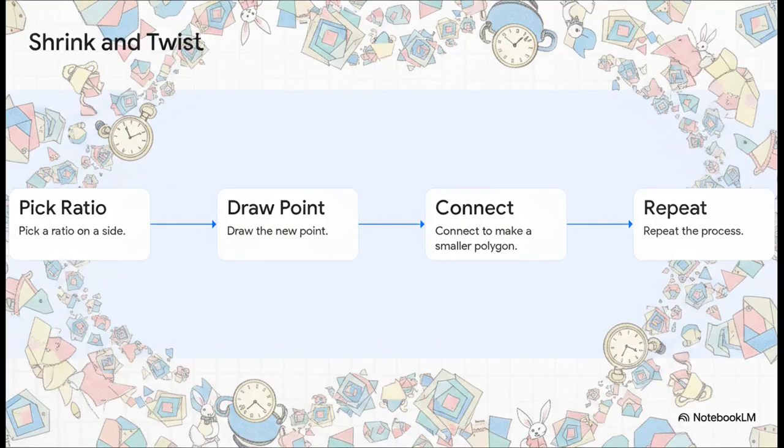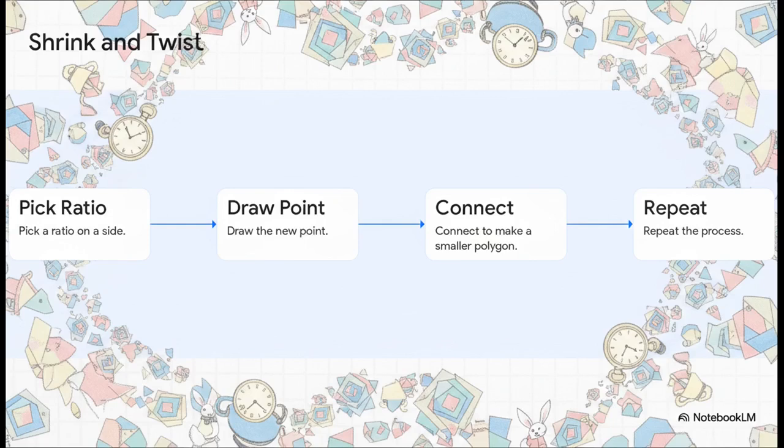Step 1. You pick a ratio, which is just a specific distance along a side, say, exactly 80% of the way down. Step 2. You draw a new point right there, and you do this for every single side of your shape. Step 3. You connect those new dots. Because you move slightly down the line, this new shape inside is going to be a little bit smaller, and it will be slightly turned. Step 4. You literally just repeat the entire process on the new, smaller shape. We just put a smaller shape inside and turn it a little bit.